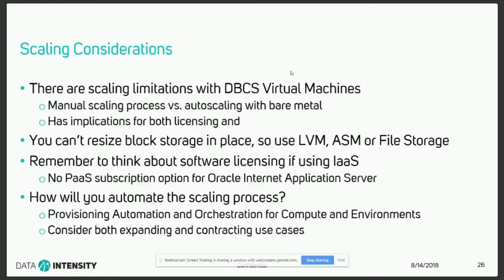You need to think through how you're going to automate that scaling process. And I keep coming back to automation and orchestration. And that really is the key to the success of a project like this. You need to consider both the expansion use case as well as the contraction use case. So there may be situations where you're only using 20% of your processing, and you may want to scale back on the number of processors that you have allocated, especially if you're using subscription licensing with database cloud service.